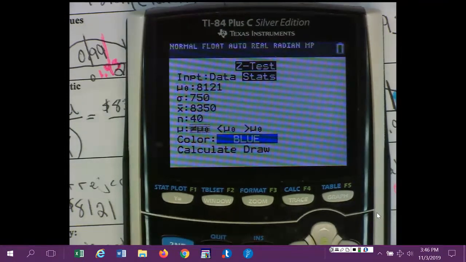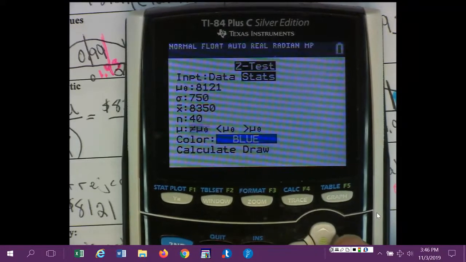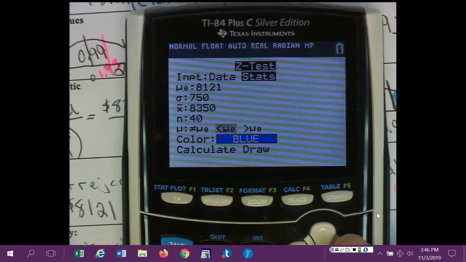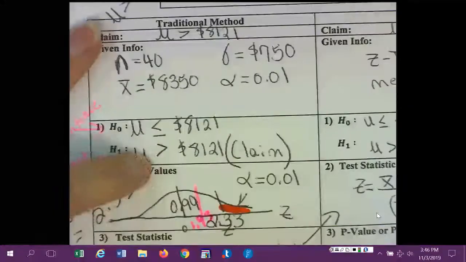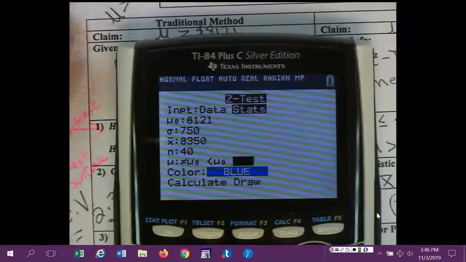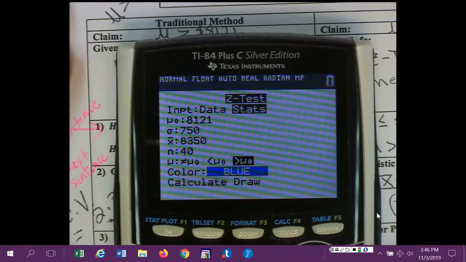Now this little option, you can arrow over. It says not equal to 8121, right? Because mu sub 0 is 8121. Less than 8121, greater than 8121. This particular statement is asking you to tell the calculator what type of test you conducted. Did you conduct a two-tailed z-test, a left-tailed z-test, or a right-tailed z-test? And how do you determine that? You go back to your paper and you look at your setup, and whatever you determined as your alternative, you have to highlight and then arrow down. So I'm telling the calculator it was right-tailed, greater than 8121.